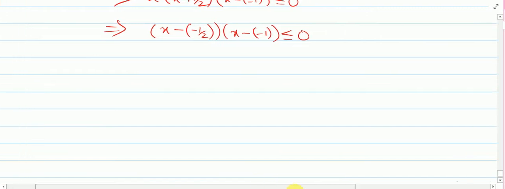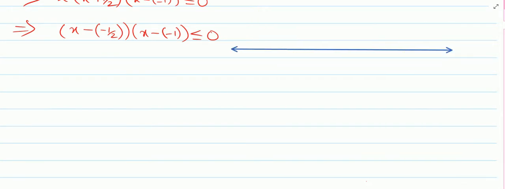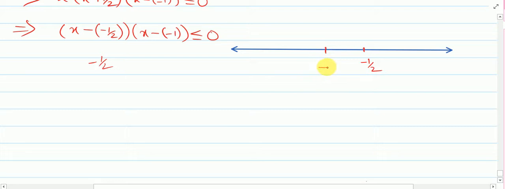Now what you will do, once you have reached till here, just beside this you will draw the number line. Okay, you draw the number line, and then see over here, one root is minus half and one is minus 1. So here I can put minus half and here minus 1.